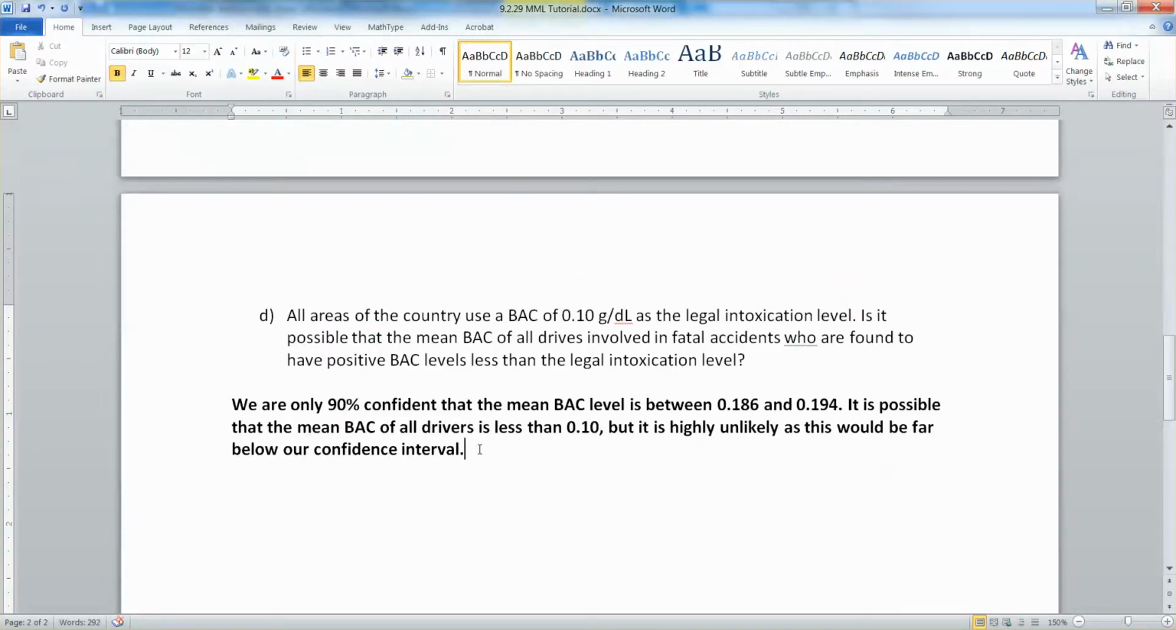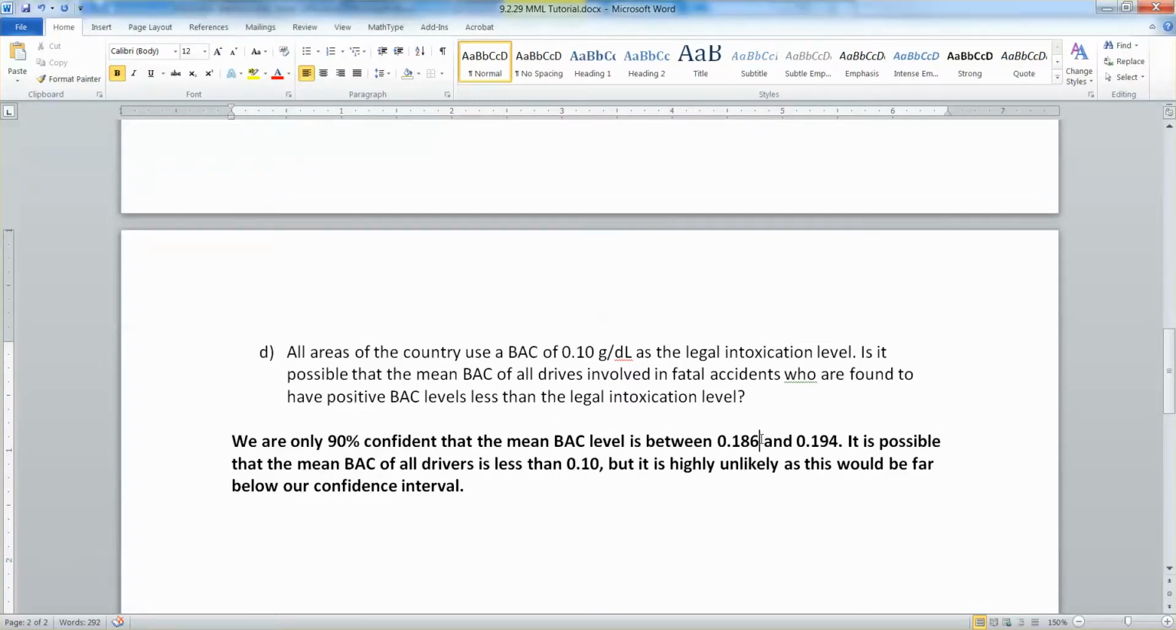There we go. So we are only 90% confident that the mean BAC level is between 0.186, and this is technically grams per deciliter, and 0.194 grams per deciliter. It is possible that the mean BAC of all drivers is less than 0.10 grams per deciliter, but it is highly unlikely. And that's because that number 0.10 is far below our confidence interval. We're 90% sure it's in here, but we don't think it's super far away from here. Like if it was 0.18, you'd be like, okay, but 0.10 is really far away.